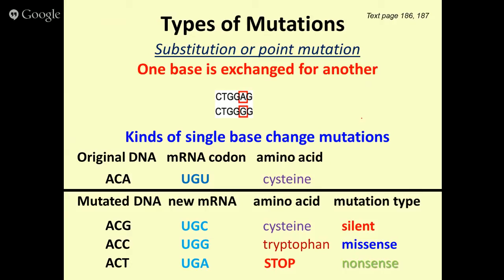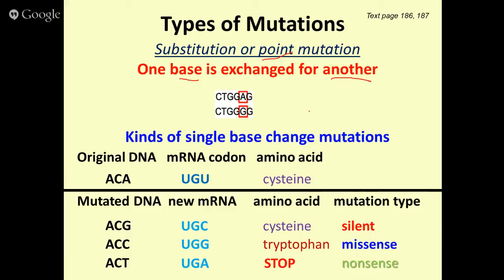So let's take a look at some of the types of mutations, and a lot of exam questions focus on this kind of material. Let's take a look at the first type of mutation, which is called a point mutation. In a point mutation, one base is exchanged for another. So here we're supposed to have CTGGAG, and then accidentally we've got CTGGGG. So where there was supposed to be an A, we put in a G accidentally. So this would have changed the DNA permanently.